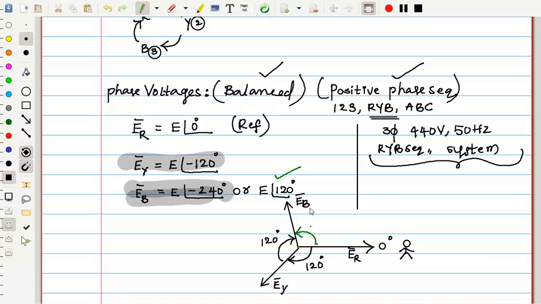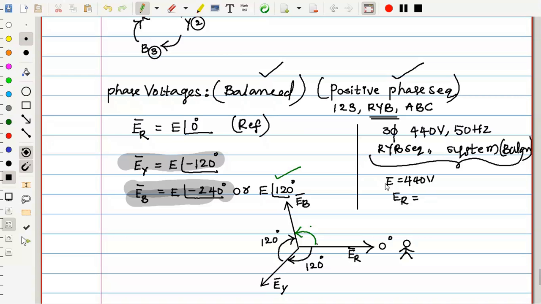They didn't say anything about balanced. If it is not specified, it is understood that it is a balanced system. If it is unbalanced, they will specify. If it is balanced, they may or may not specify. So this given value is the line voltage, which is equal to E. E is equal to 440 volts. It is understood that this is an RMS value. Now I can write ER is equal to, I can consider R as a reference or Y as a reference or B as a reference. It's your wish. So we will choose the R phase as reference.